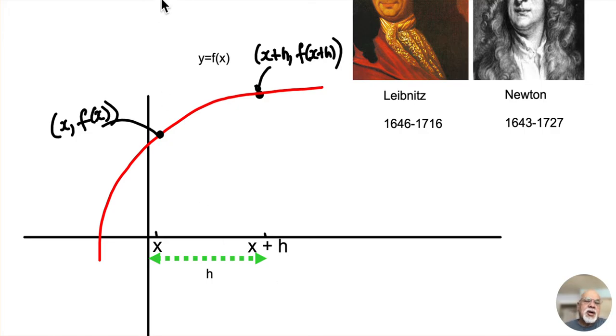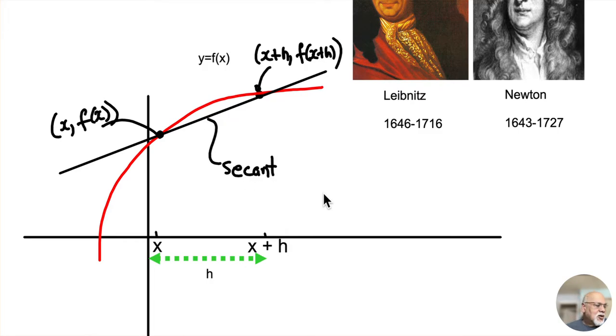Now, while we can't calculate the slope of the tangent directly right now, we could calculate the slope of the line that goes between them. And that line is referred to as a secant. A secant. So let's see if we can figure out the slope of the secant.